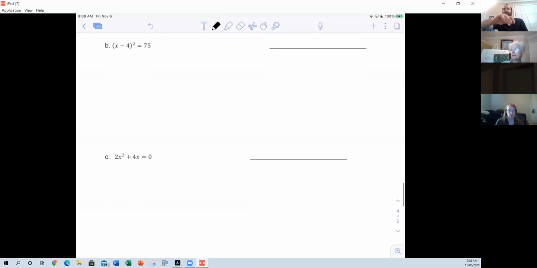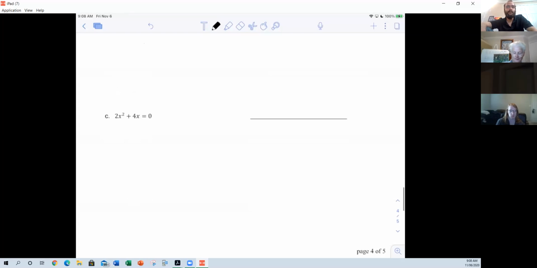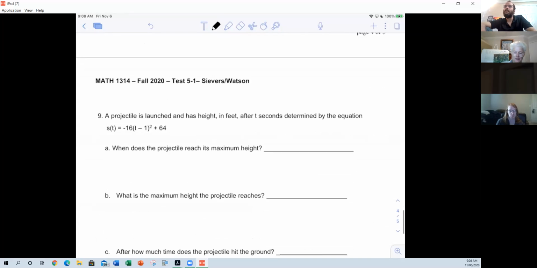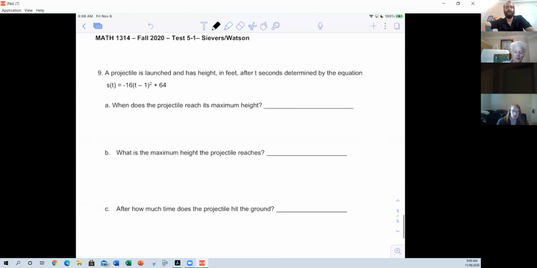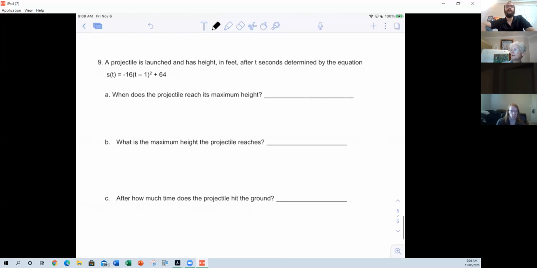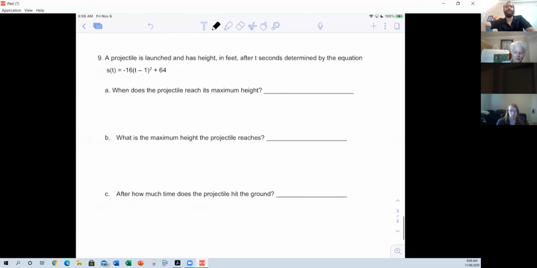For C, you could not use the square root property because it had a second x term. So you had to just factor out the GCF and set those factors equal to 0. Then the projectile problem, I was just hoping you could pull all of this straight out of the problem.